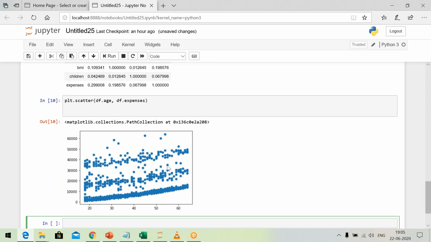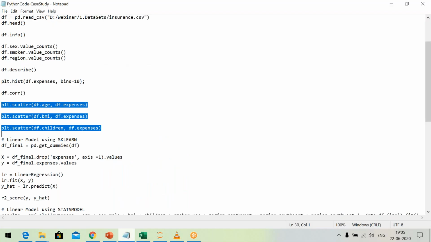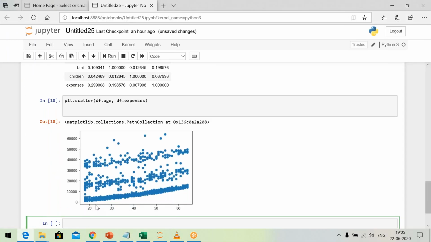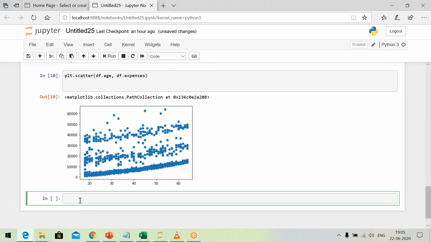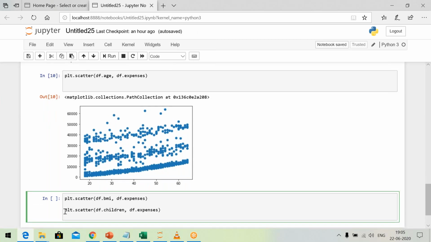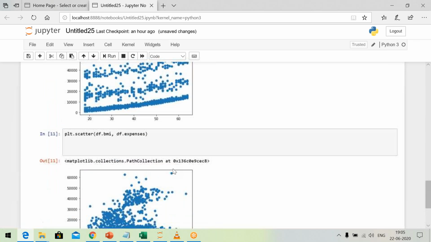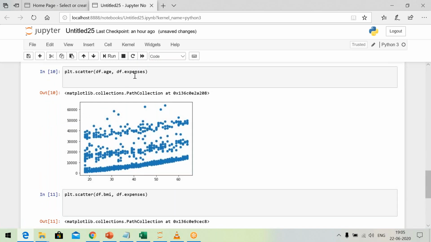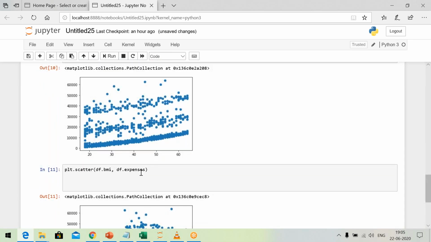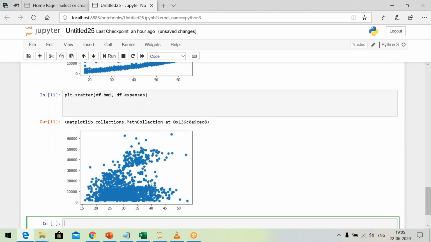There is an upward trend. It means when the age increases, expenses also increase. It's quite natural. Whenever my age increases, my medical expenses will also increase. When I become older and older, my medical expenses will also increase. So that's quite logical. Now we have just displayed the relationship between expenses and age. Now we try to express the relationship between expenses and BMI. We have already seen body mass index, right?